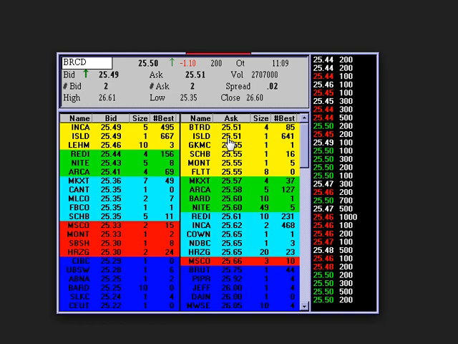Level 2 just gives you so much information that can benefit you with your trading, and it can help you not only profit more, but it can also prevent you from losing out, and I mean losing trades as well.